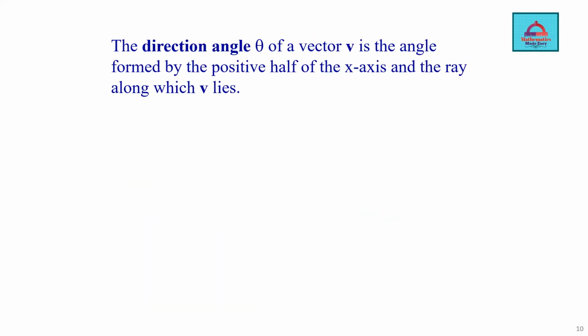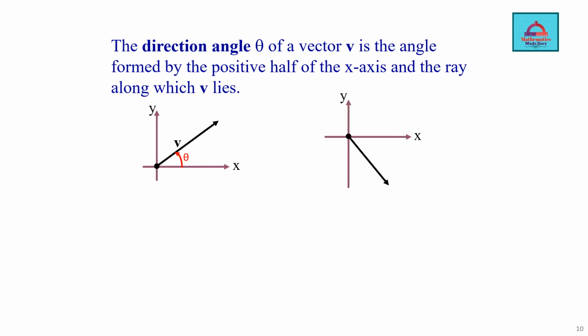Also, you should know how to find the direction angle. By definition, for a vector v, the angle is formed by the positive half of the x-axis and the ray along which v lies. So if you see this diagram, x and y component, this is vector v. So the angle theta made here in the anti-clockwise direction is the angle formed by the positive half of the x-axis and the ray along which v lies. So this angle is theta. How do you find this theta?